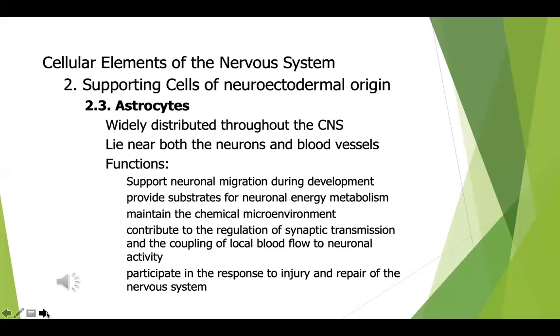during development. They provide substrates for neuronal energy metabolism. They maintain homeostasis, and the chemical microenvironment for the neurons to work. They contribute to the regulation of synaptic transmission and the coupling of local blood flow to neuronal activity. And they participate in response to injury and repair of the nervous system. So they proliferate also when there is injury to the nervous system.